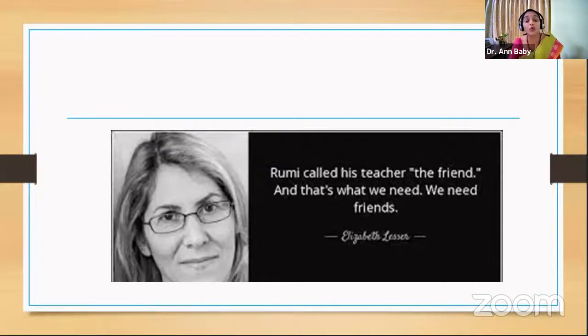You should be knowing more about your students. You should know how they learn. What are their learning capabilities? What do they learn? Under what conditions are they learning? Do they have conditions which are conducive to learning? Are they retaining all that you tell them? Are they applying the learning? So very rightly, Rumi said, teachers are to be called friends of students.